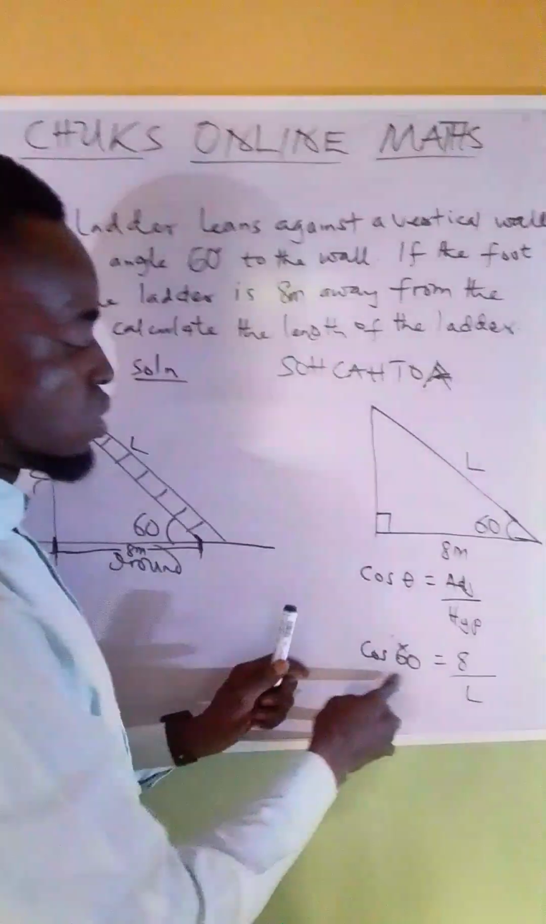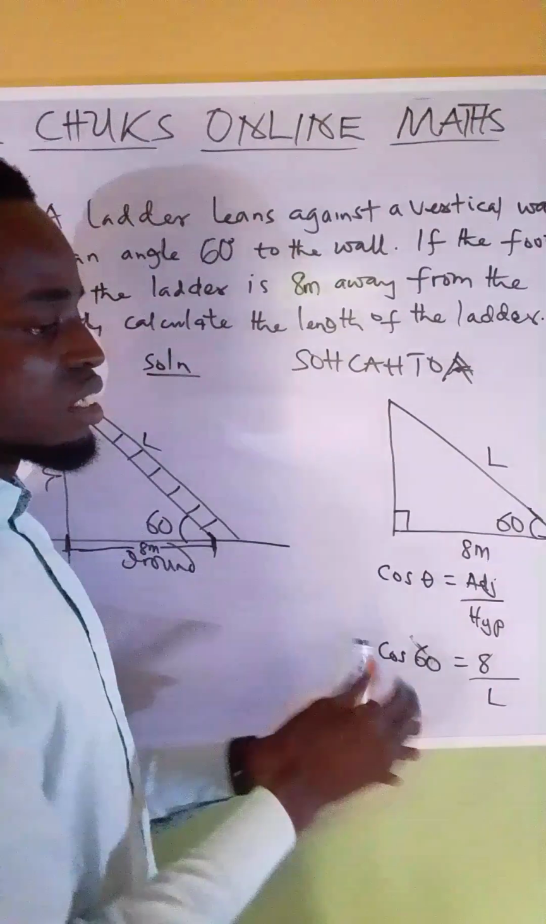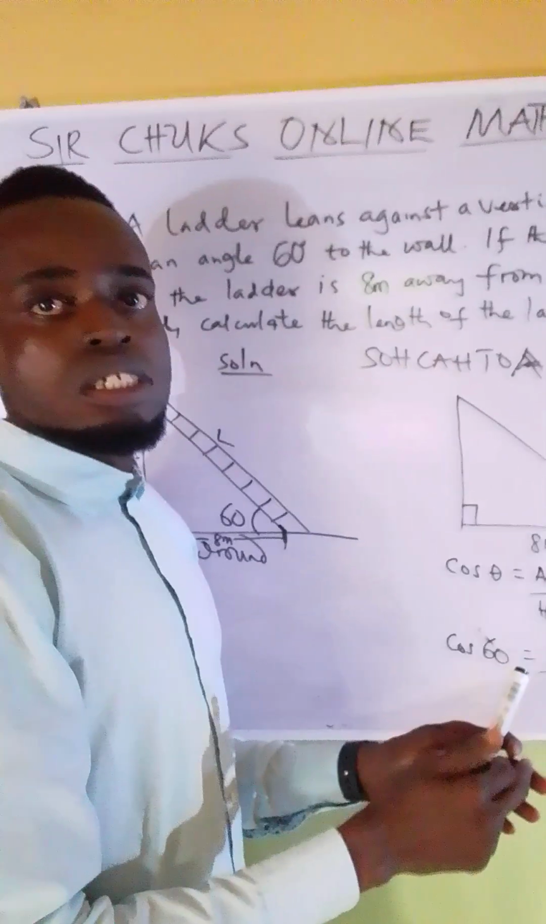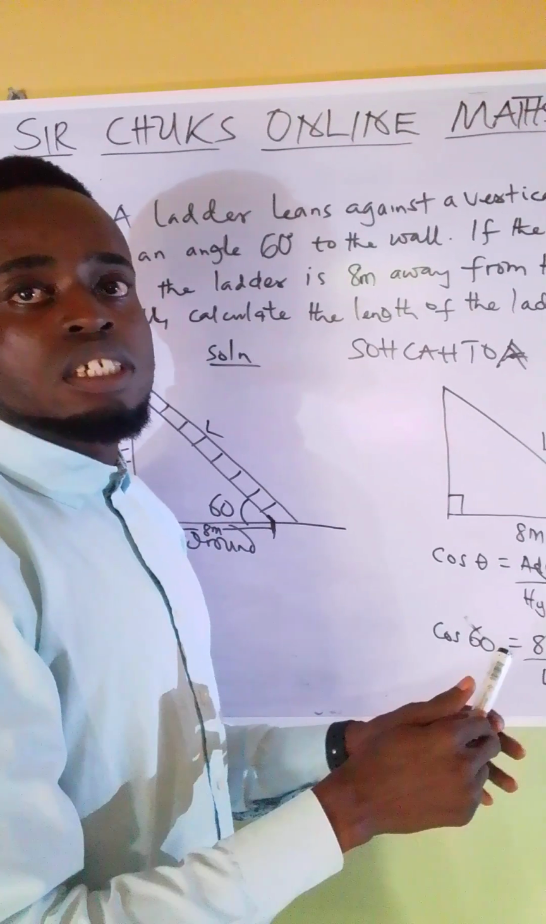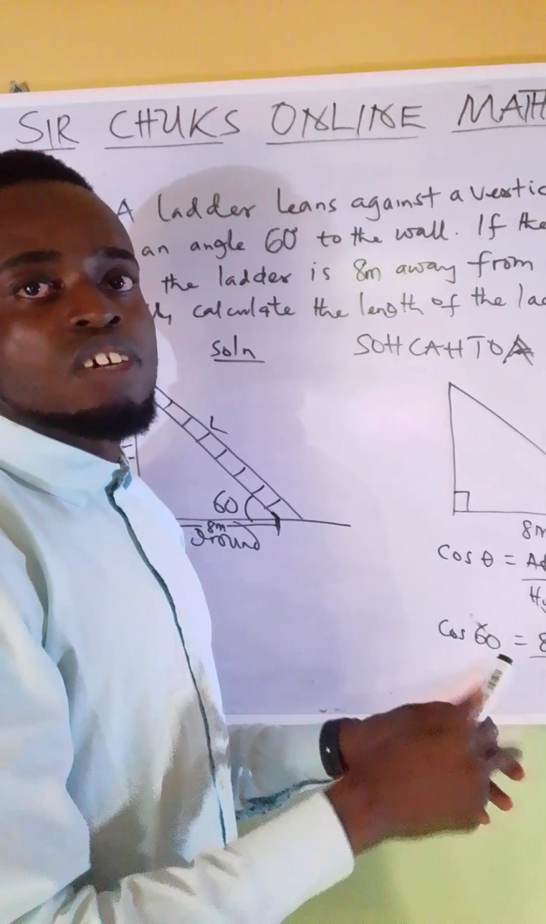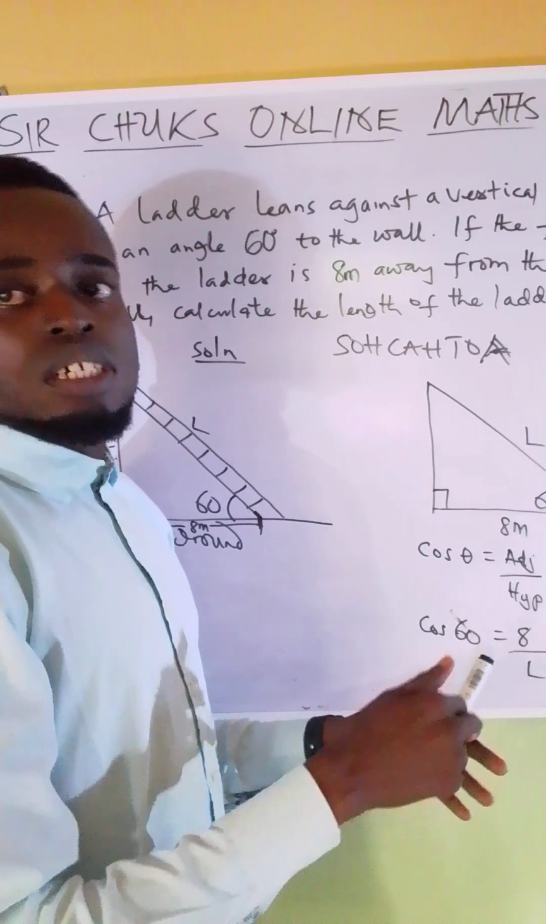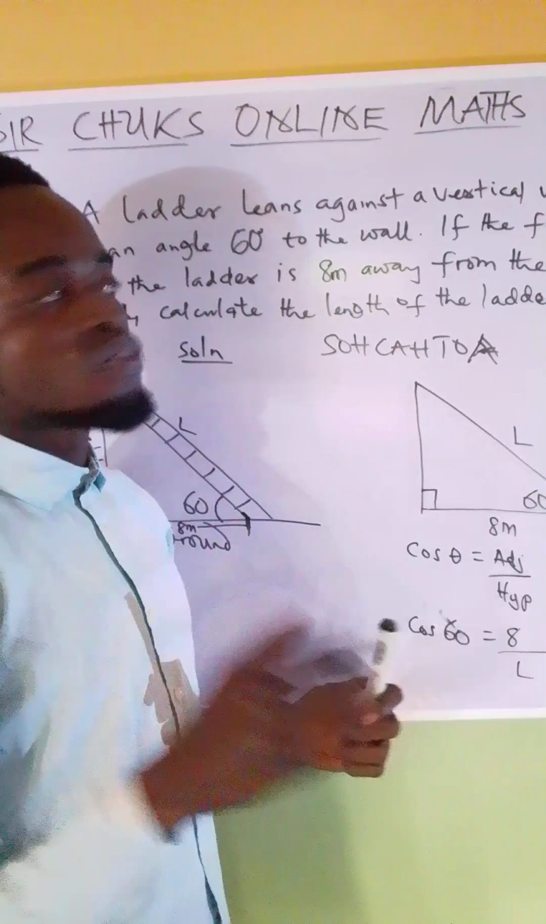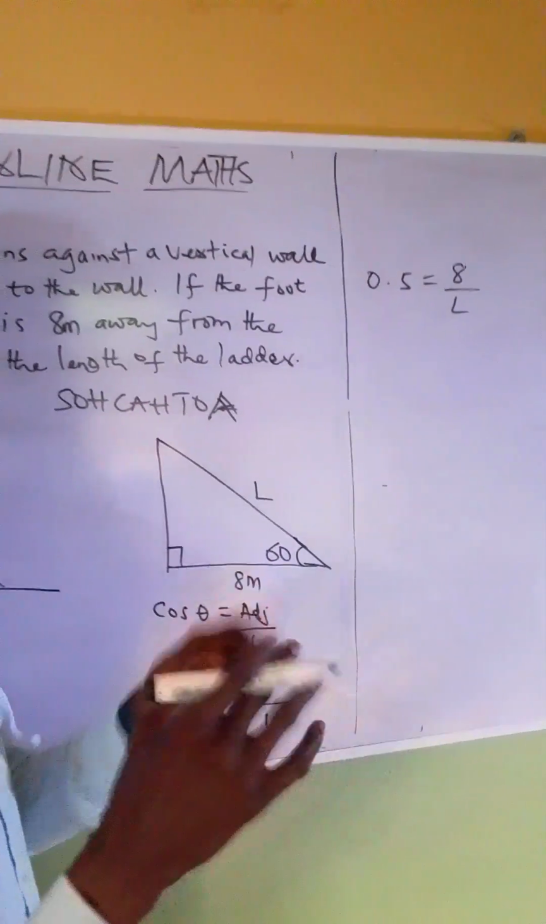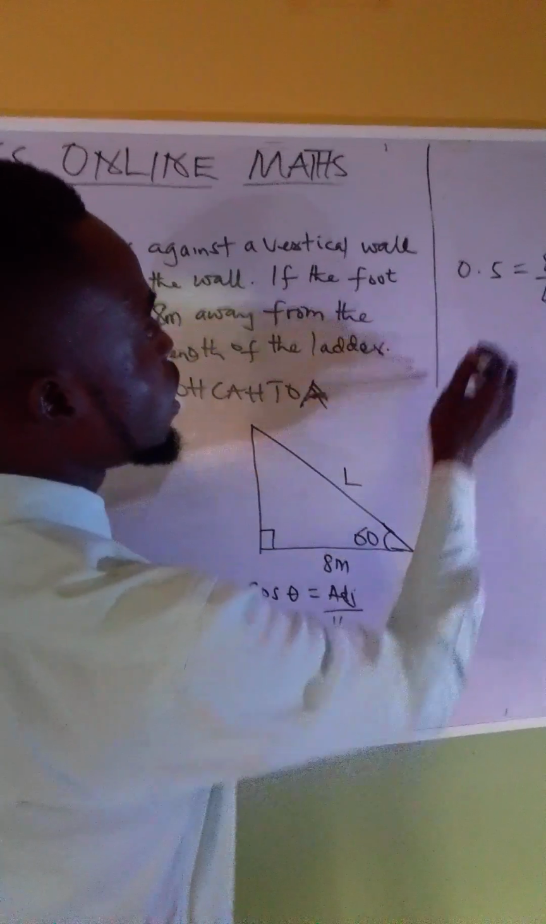Cos 60 is 0.5. By the way, I'll be teaching you how to know the values of sin 30, cos 30, tan 30, sin 45, cos 45, tan 45, sin 60, cos 60, tan 60 in my next video, without using a calculator.